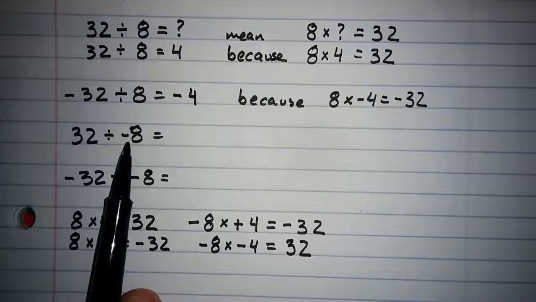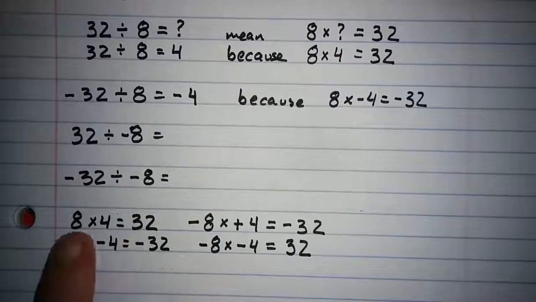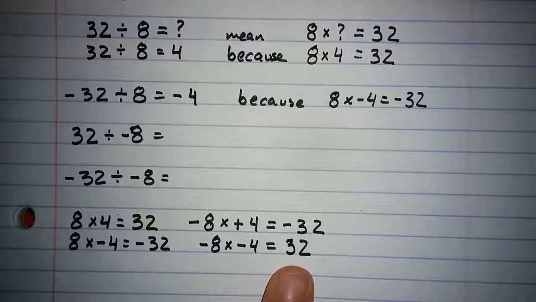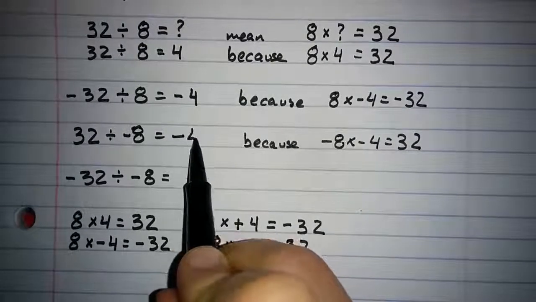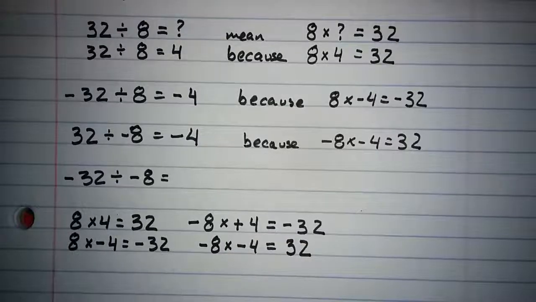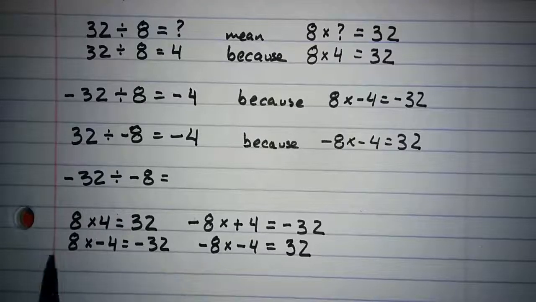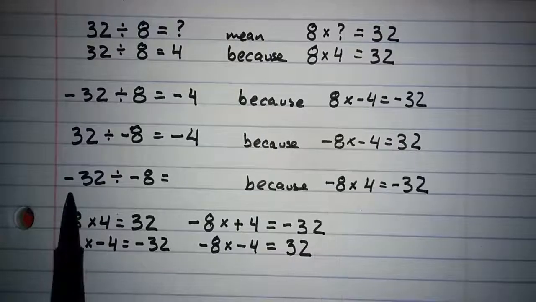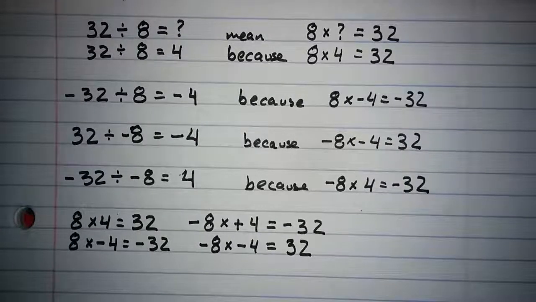What do I need to multiply by negative 8 to get positive 32? Looking, I see that negative 8 times negative 4 is positive 32. Positive 32 divided by negative 8 must be negative 4. And then, what do I need to multiply by negative 8 to get negative 32? Looking, I see that negative 8 times positive 4 is negative 32. And so, negative 32 divided by negative 8 must be positive 4.